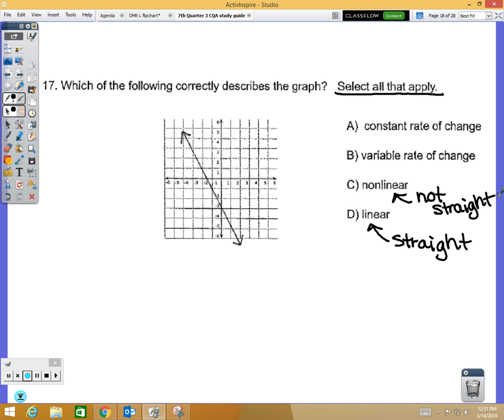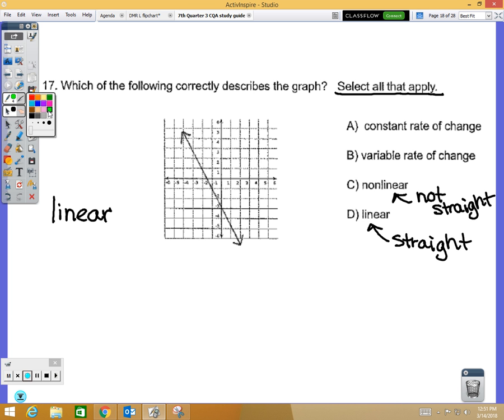So looking at this example in number 17, is this a straight line? Yes. So not straight would be like this. That is not a straight line. That would be nonlinear, okay? But this example is a straight line, so it is linear. Now the other two words on here are either a constant rate of change or a variable rate of change.